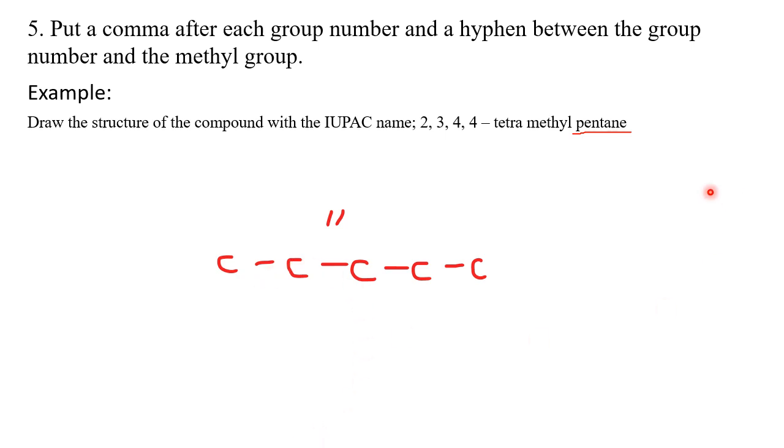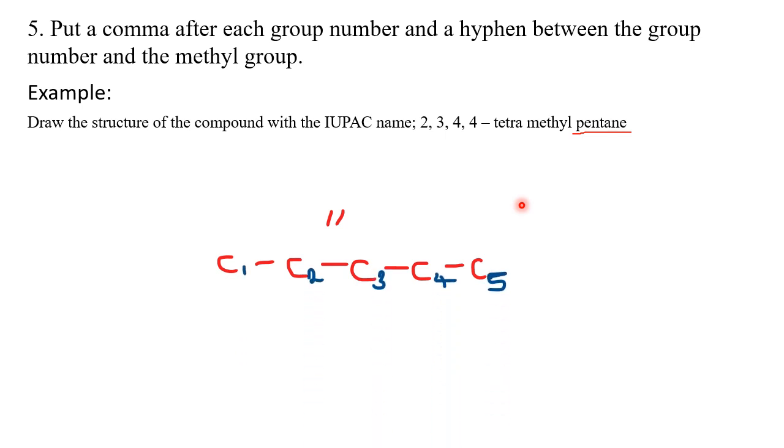Okay, then the next thing is that we should also determine where the methyl groups go, since remember that they're saying tetramethyl. Tetra means 4, so we have 4 methyl groups: one on carbon number 2, one on carbon number 3, and 2 methyl groups on carbon number 4. So let's draw how this structure will actually look.